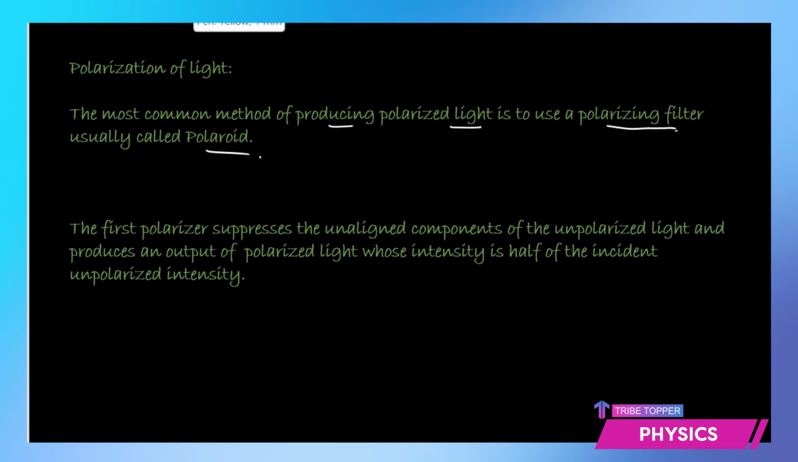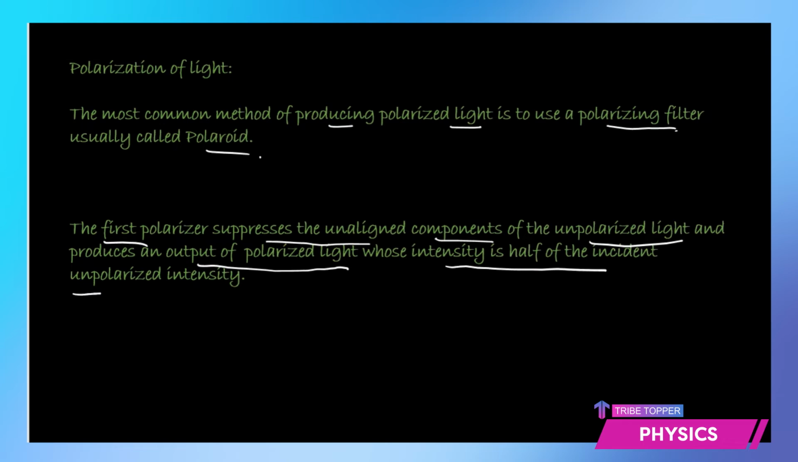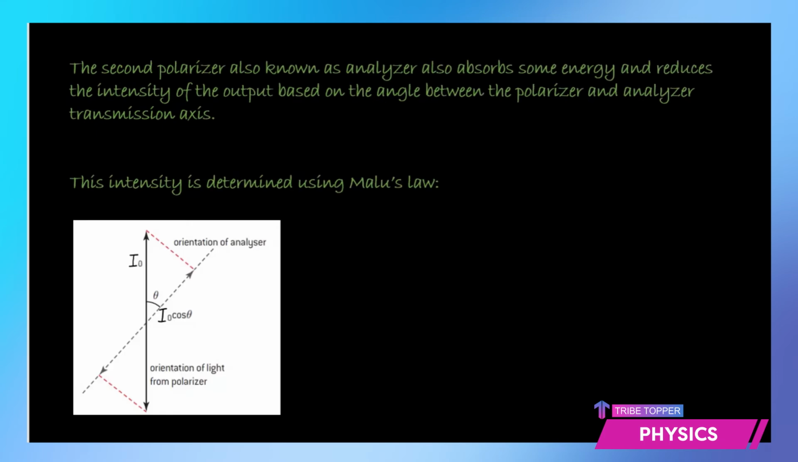Sometimes we use two polarizers. The first polarizer suppresses the unaligned components of the unpolarized light. So there are no unaligned components which will pass through the first polarizer. That's why the output of the polarized light coming from the first polarizer has an intensity that is half of the incident unpolarized intensity. We have to remember that the intensity coming out of the first polarizer is always half of the unpolarized light intensity. And the second polarizer, which we also call the analyzer, also absorbs some energy.